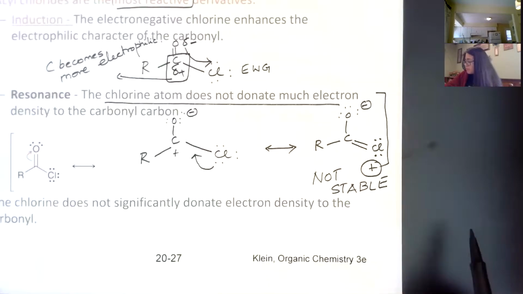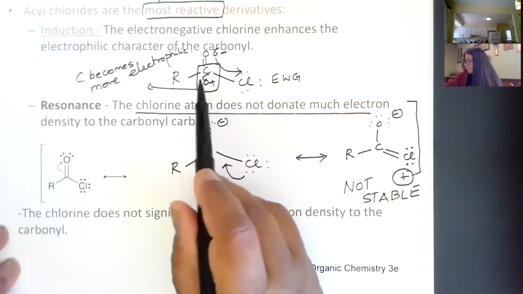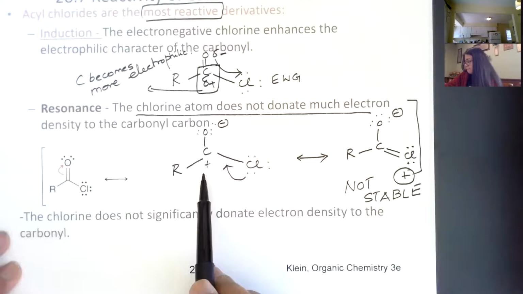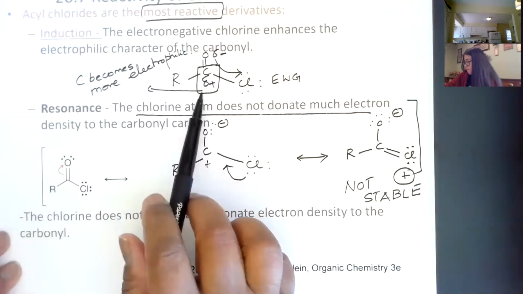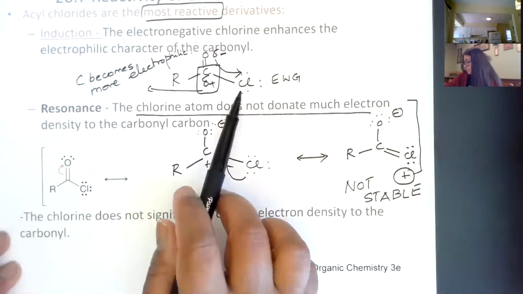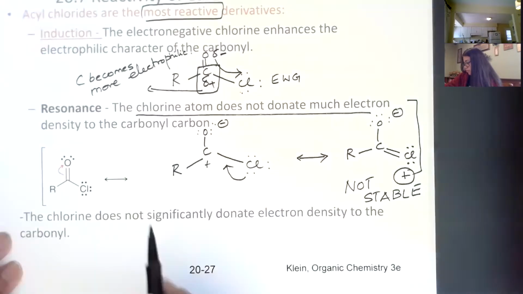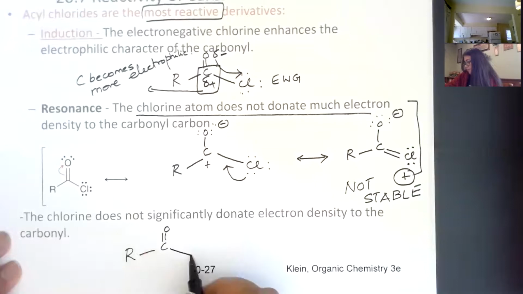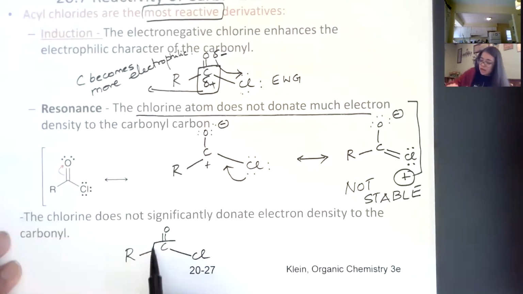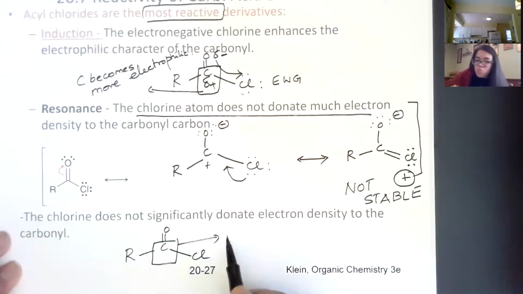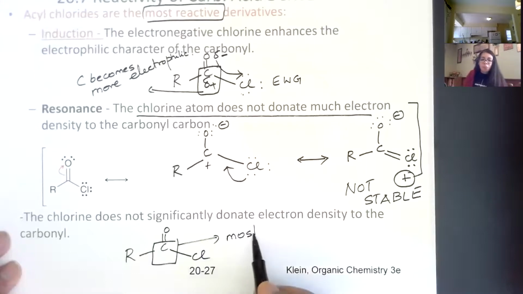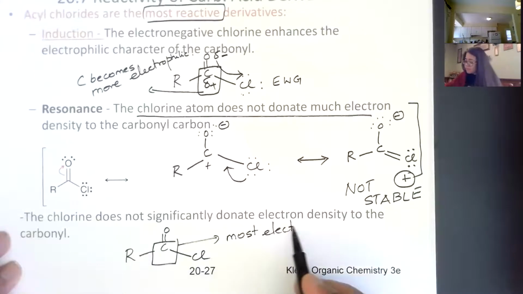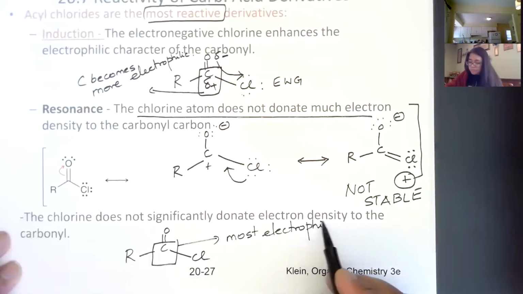But because of these two factors, you see the carbon has a positive charge here, and the delta plus is enhanced because of the presence of chlorine. So the acid chlorides are therefore the most reactive. This is the most electrophilic among the derivatives. That's what they're trying to say.